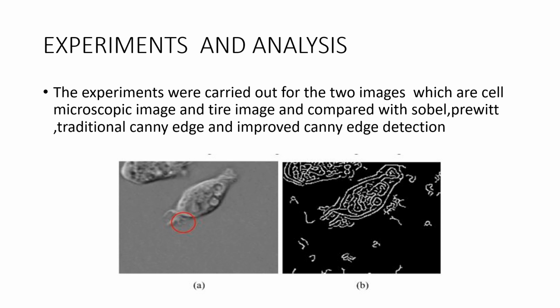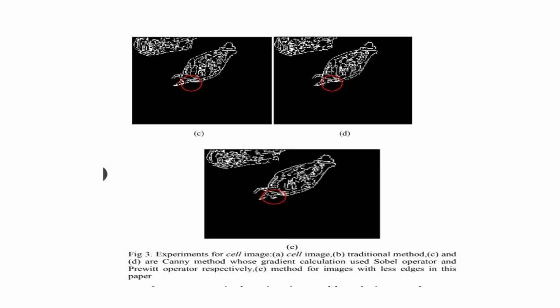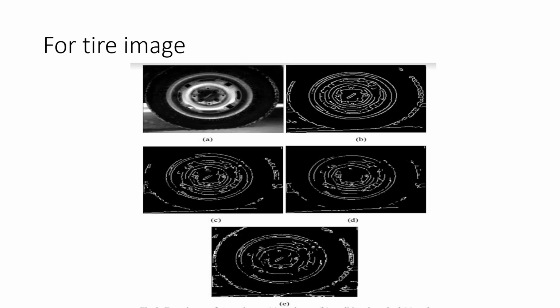Experiments were carried out for two images, a cell microscopic image and a tire image, and compared with Sobel, Prewitt, traditional Canny edge detection and improved Canny edge detection. The first image is a cell microscopic image, and the second one is using Sobel. The one shown is for the less edge image, and then the tire image, which has more edge information. This is the traditional Canny, this is using the Sobel and Prewitt operators, and this is using the improved Canny edge detection algorithm.